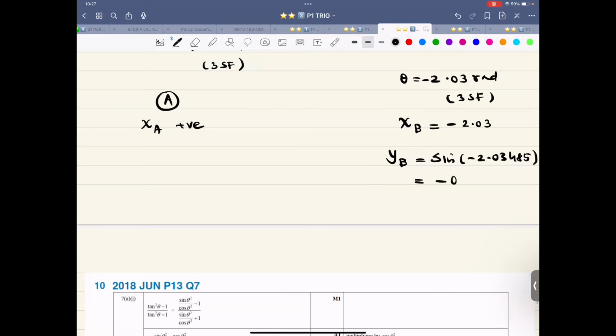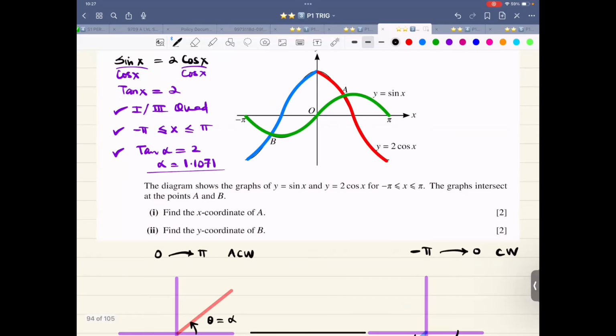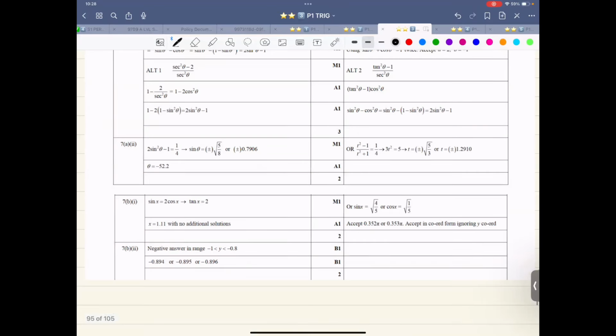This is negative 0.894. That is the y value, which makes perfect sense because we can see it from the graph. The x coordinate of B is negative. The y coordinate is also negative. This is x coordinate of B. This is y coordinate of B. This is x coordinate of A. So we want the positive x coordinate of A, and the y coordinate of B. And that is the answer.